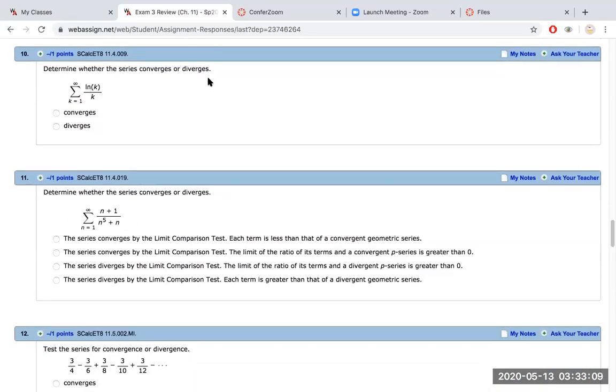Okay, so the next two problems are getting into using our comparison tests. For the first one, I'm going to use DCT. For the second one, I'm going to use LCT. I think I'm going to do these ones on a separate whiteboard.